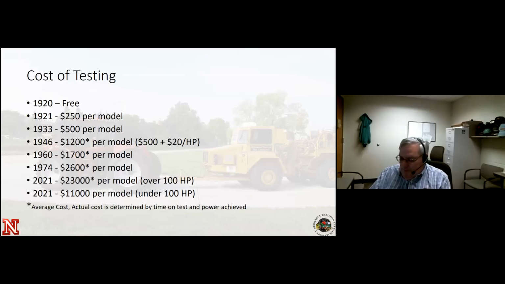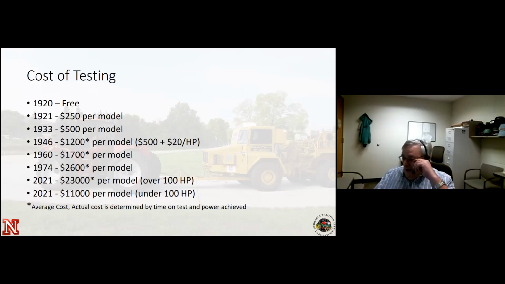So people ask, how do we pay for the operation here? And the Tractor Test Lab has always been a self-supporting entity. So essentially, we pay for ourselves by charging a fee for each tractor we test. Back in 1920, we didn't charge, and the university quickly realized that was going to be a problem. So they went back to the legislature and got them to change the law to allow us to charge reasonable fees. In 1921, a fee of $250 per model was established.